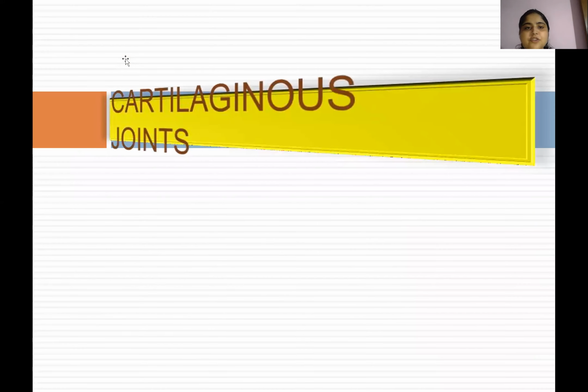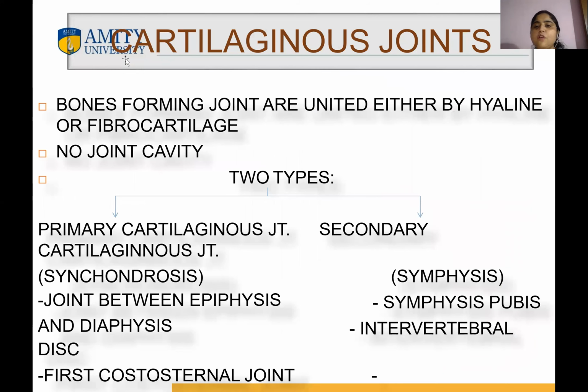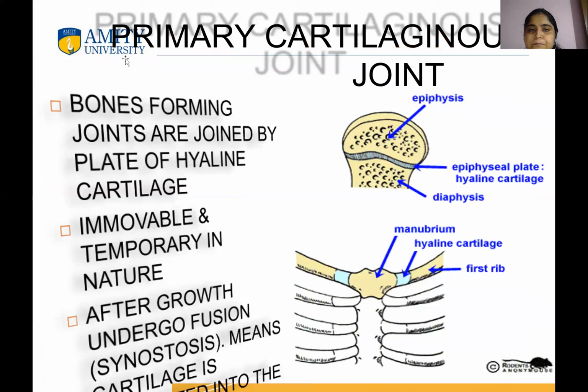Then the cartilaginous joints. These are bones forming joints that are united either by hyaline or fibrocartilage, with no joint cavity. These are of two types, primary as well as secondary. The primary are known as synchondrosis, and the secondary are known as symphysis. Synchondrosis is a joint between epiphysis and diaphysis. An example is the first costosternal joint. For the secondary cartilaginous joint, or symphysis, examples are the symphysis pubis and the intervertebral joint.